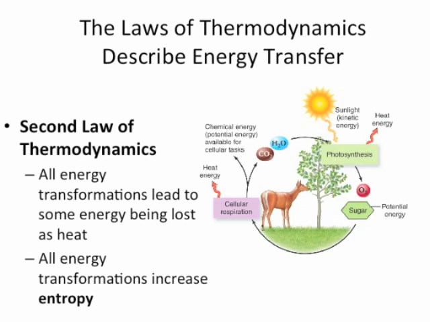The second law is a little more complex, so I'll tell you it, and then I'll go into some explanation of what some of these terms mean. The second law of thermodynamics says that all energy transformations lead to some energy being lost as heat and increase something called entropy. Entropy is a really hard term to understand, so I'm going to explain it in the next few slides. Basically it's saying that all energy transformations lose some energy and increase disorder in the universe.